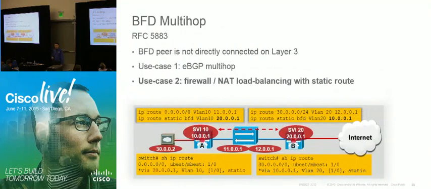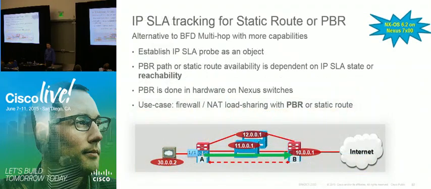Now, you could have a layer 3 bump in the wire, a NAT device or routed firewall. If you've got a static route there, you'll need BFD multi-hop. Similar kind of behavior. We have this on IOS, we have this on XR. Unfortunately, we don't have it on Nexus today. So if you've got Nexus and you have this case, what do you do? The solution that we have right now is IPSLA. We can use IPSLA to track static routes and to track PBR.